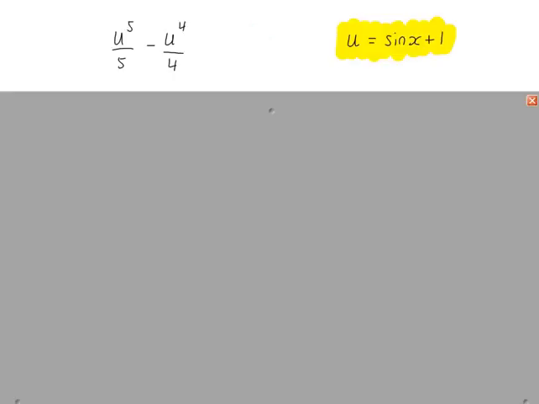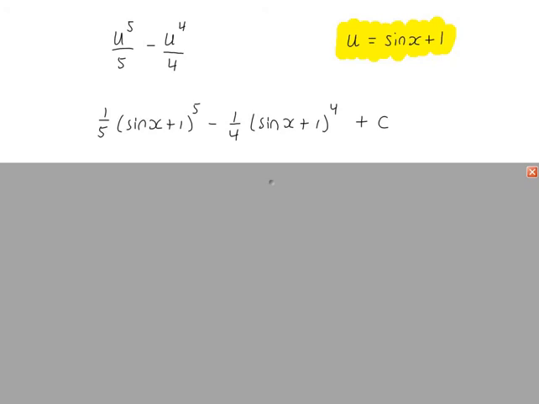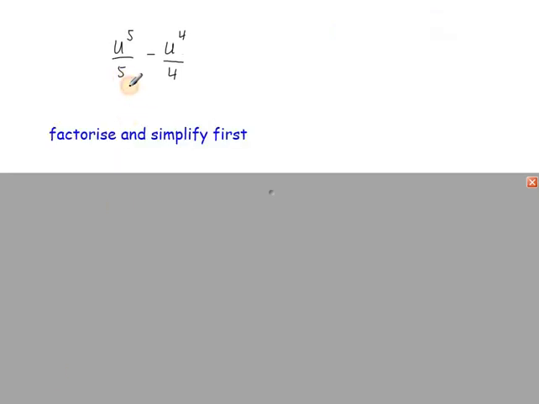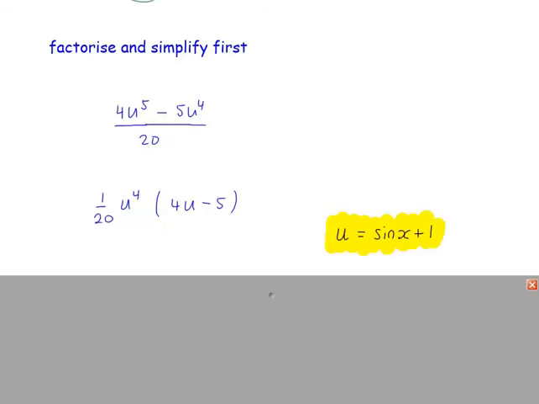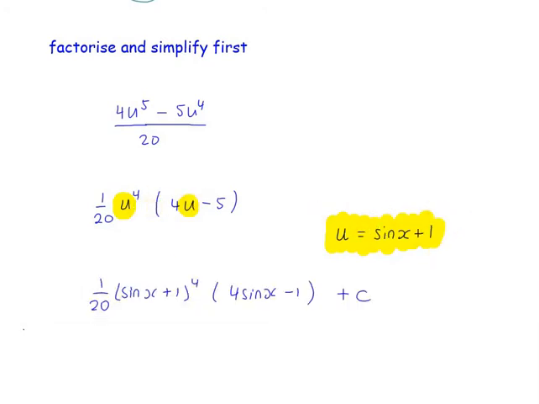If we undo the substitution right now, we end up with these terms, but we're not going to. We're going to simplify, factorize and so on first, and then undo the substitution. So multiplying the denominators together and then cross multiplying, we get a single fraction. Factorizing, and then we undo the substitution, so replace the u's there with sine x plus 1 in brackets, like so. Add on the constant of integration.